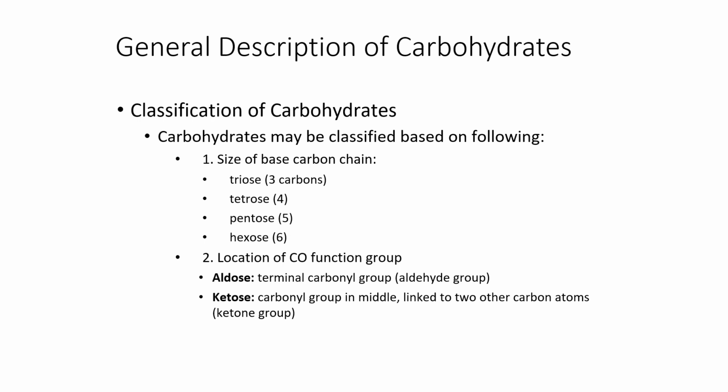The second way is based on the location of the CO functional group. So we can have aldoses or ketoses. An aldose has a terminal carbonyl group, an aldehyde group. The ketose has a carbonyl group in the middle. It's linked to 2 other carbon atoms, or a ketone group.